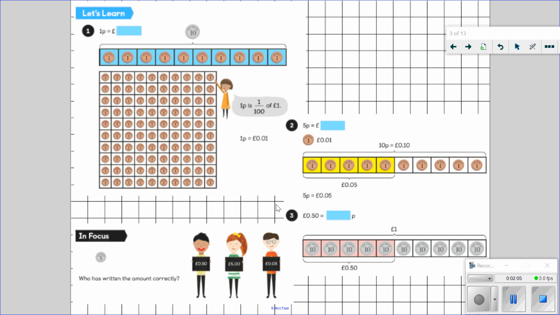So if we return to our in focus, we can see that Ravi wrote 50p. His 5 is in the tenths column. Holly wrote £5. Her 5 is in the ones column, and also it's this side of the decimal, so we know that's in pounds. And so it was Charles who wrote the amount correctly, with the 5 in the hundredths column.